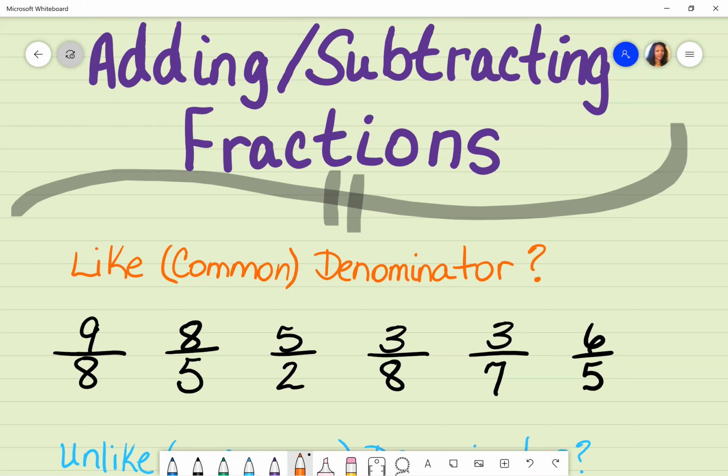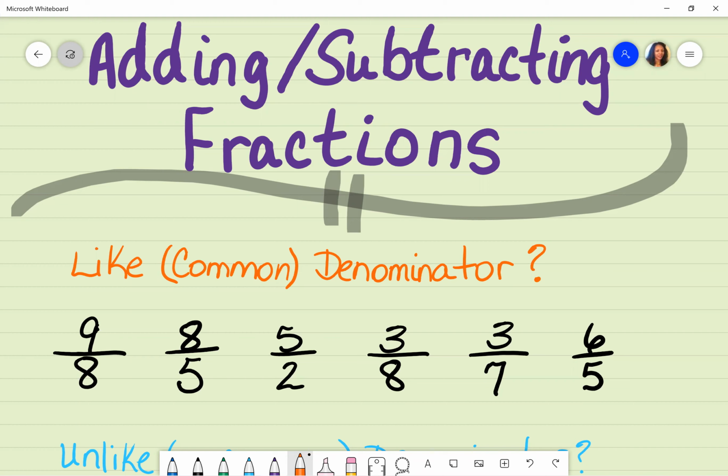So if I were asked to identify like denominators from my fractions, or another way of saying it, common denominators, can you help me out? What would I look for? Well, you would look for the common denominator. So basically the same number in the denominator section.